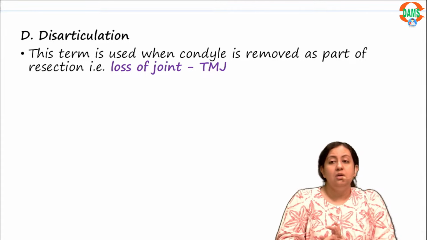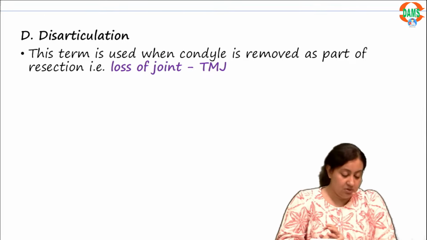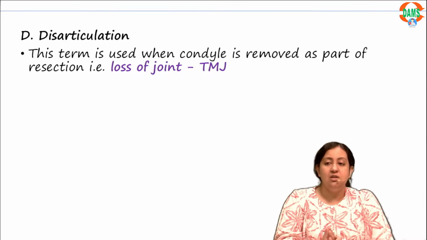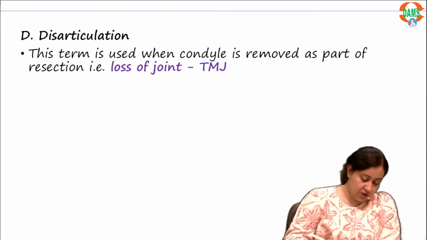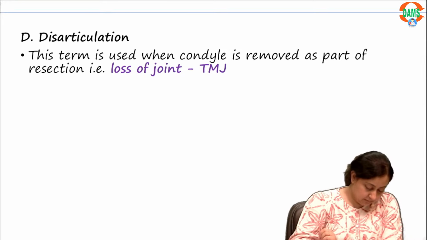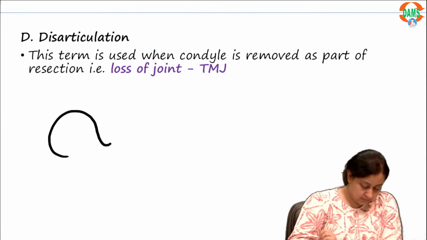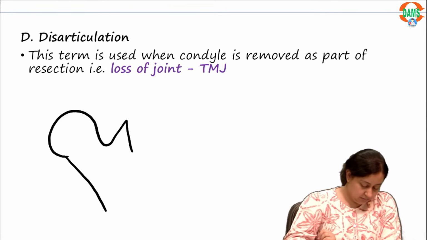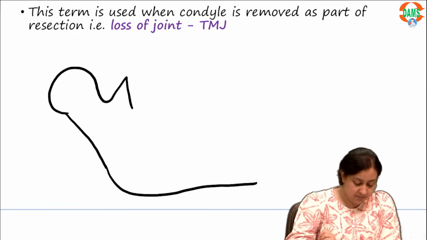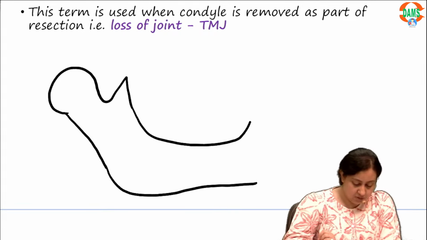Now coming to disarticulation. Disarticulation is when there is a pathology in the TM joint and you have to go and basically remove the condyle because the condyle has a pathology. So let us see. I'll draw the complete mandible so that you all can understand.